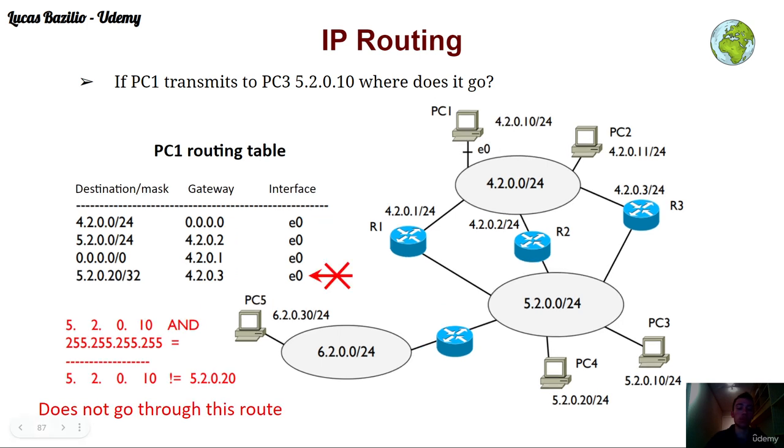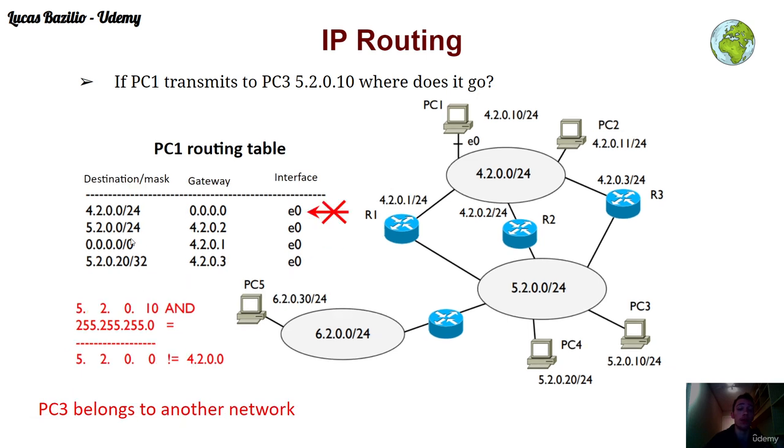So we are not going to go through this route, because if we do the bitwise AND, we can see that this host is different from this host, so we are not going to go through this route at the end. So now, after checking if it belongs to the same network, the next step, as we can see, is to compare with the mask that we have, which is the largest one. So first thing, we check if this destination belongs to another network.